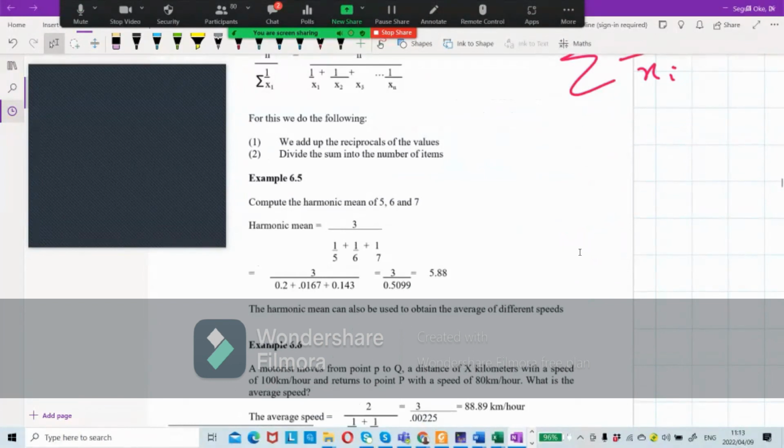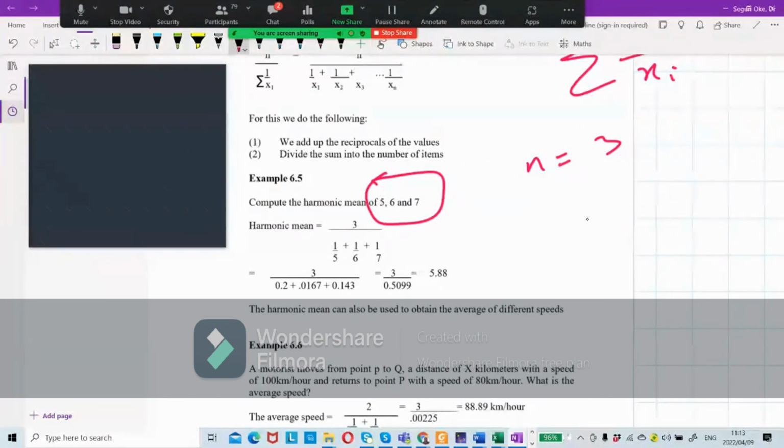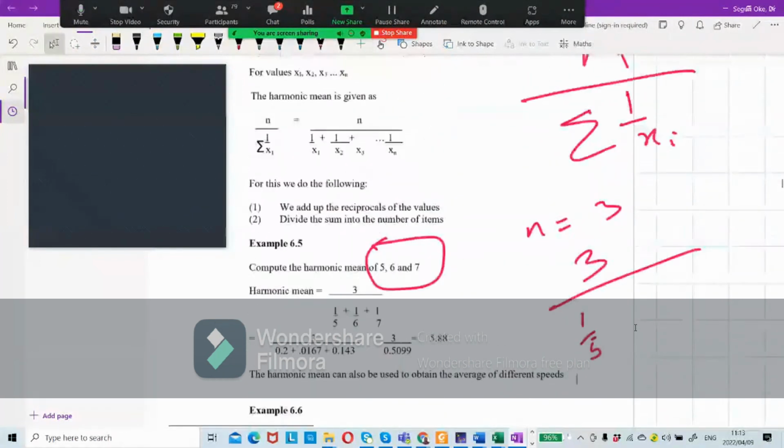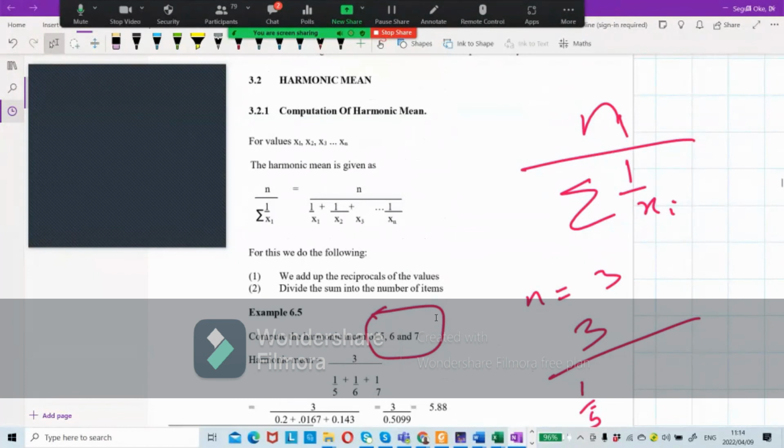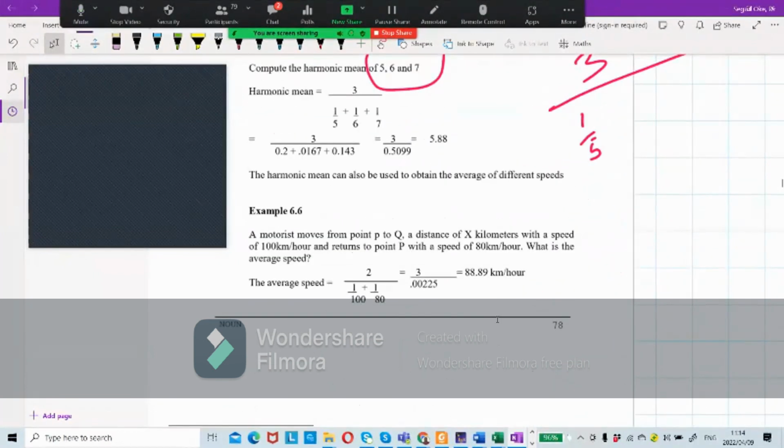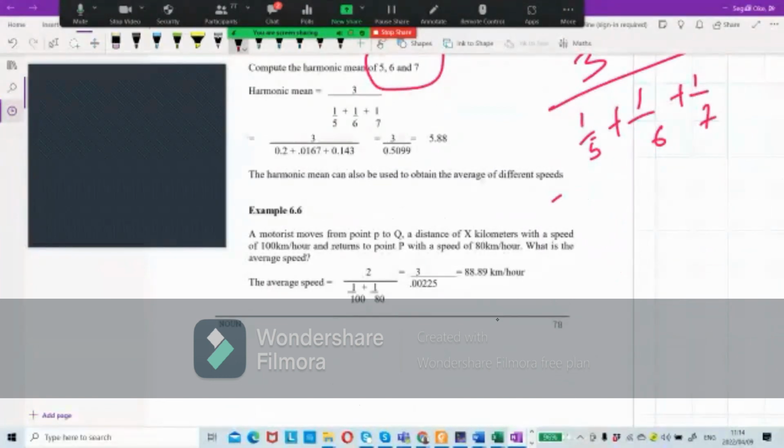So that is, for example, look at this one now. How many numbers do we have here? We have 3. n is equal to 3 in this case. Then what you do is you divide everything one after the other. It will now be 3 divided by 1 all over 5, because that is the formula. The formula says 1 all over x, and your x is 5, 6, 7. So plus all these. Simple questions like these are very, very plenty in your exams. So if you love yourself, work on them. Don't overlook them, please. They are very important.